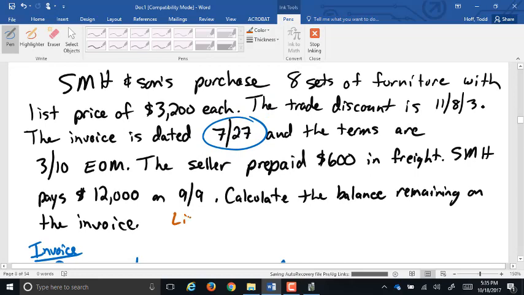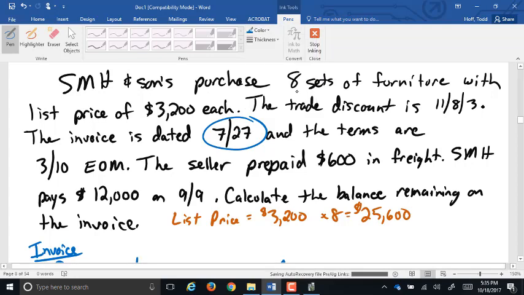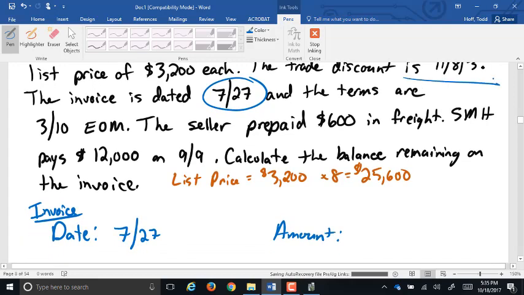The list price will be $3,200 times 8, which is going to be $25,600, right? But then after the trade discount, we need to find the net price. We have an 11/8/3 trade discount. So that would be 0.89. 100 minus 11 is 89, so 0.89. 100 minus 8 is 92, so 0.92. And 100 minus 3 is 97, so 0.97.